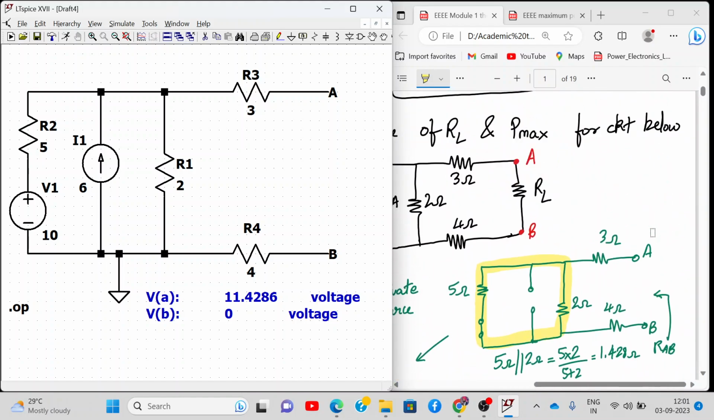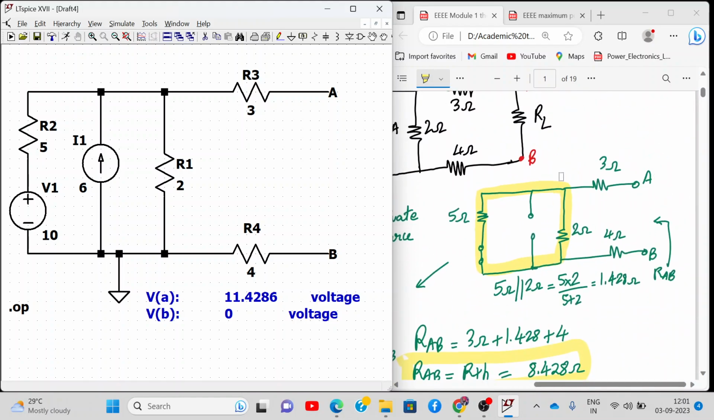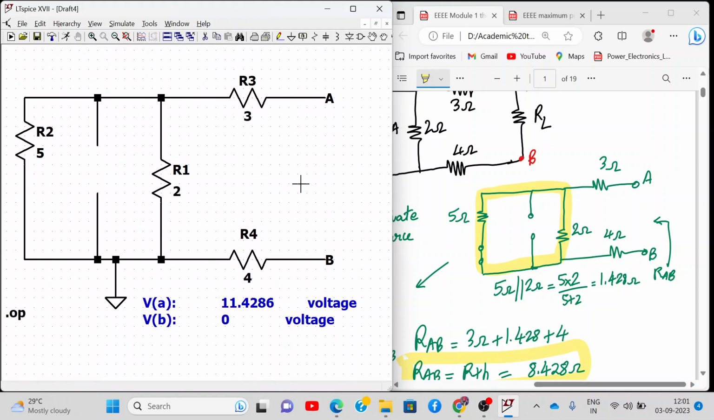So for RTH, what did we do? We open circuit A and B and we deactivate all sources, right? Now how do we deactivate the sources? We short circuit voltage source, open circuit current source, and short circuit this thing. All right, understood. Now actually we have to connect something to the output.